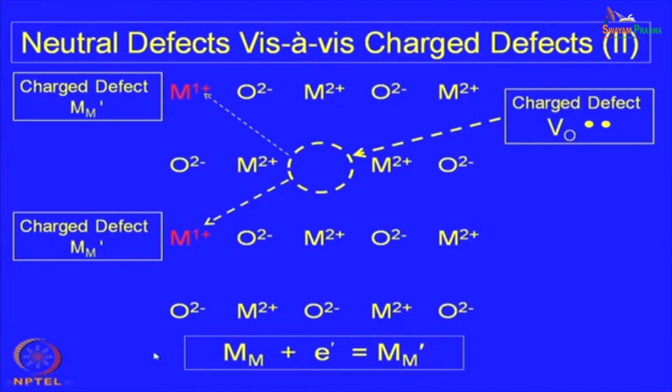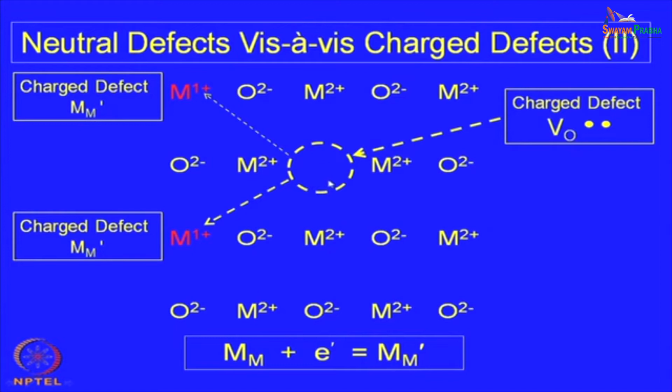So, the reaction, or the changeover, is like this. M subscript M means M at M site, which means two double charges or divalent, that is the normal, that is the regular, and that is neutral, and to that one electron has been added, released by the oxygen or creation of the vacancy.